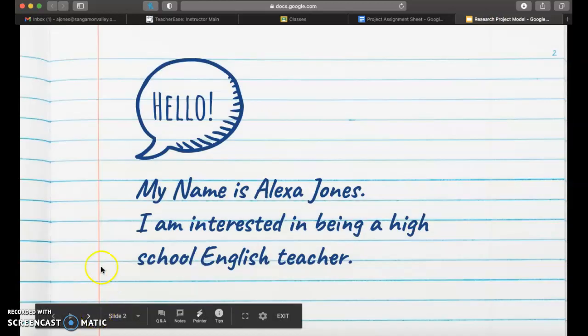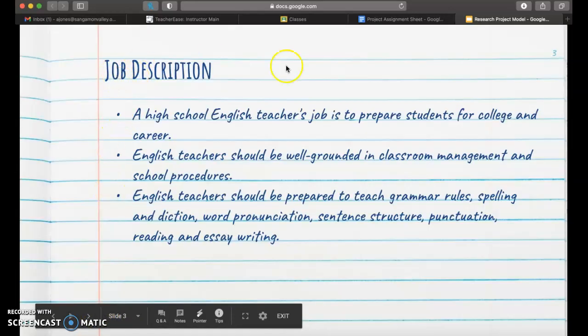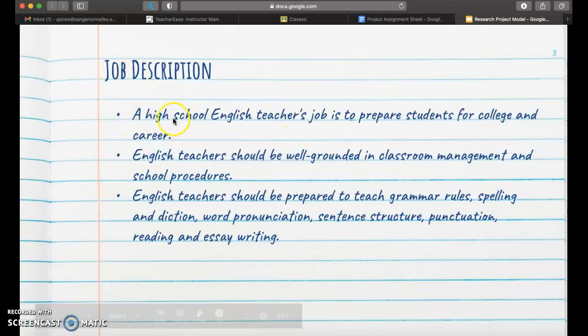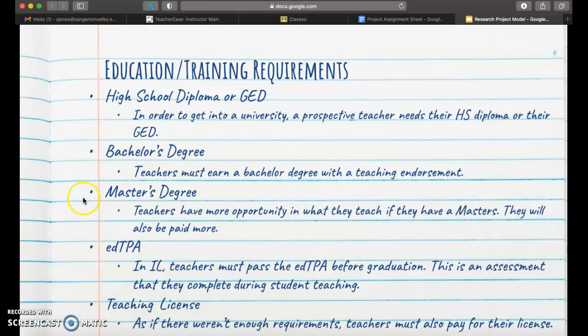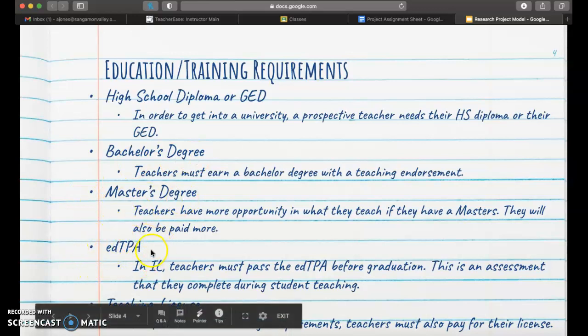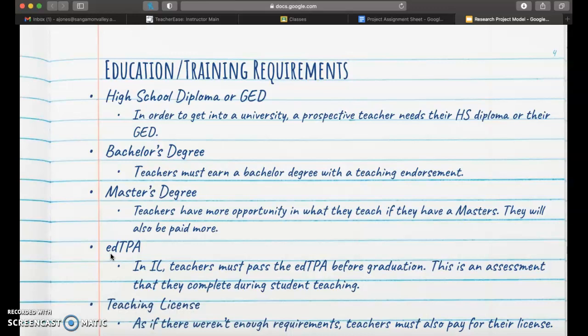All right. So this is just my first slide talking about what career I'm interested in doing. Next, I jump into job description. So I talk about what an English teacher's job typically looks like and some things that they have to do in their job. Next, education training requirements. As you can see here, I talk about all the different levels that there are, as well as some of the additional licensing that teachers need to do, such as passing the EdTPA while they're still in school and obtaining their teaching license after graduating with their bachelor's degree.